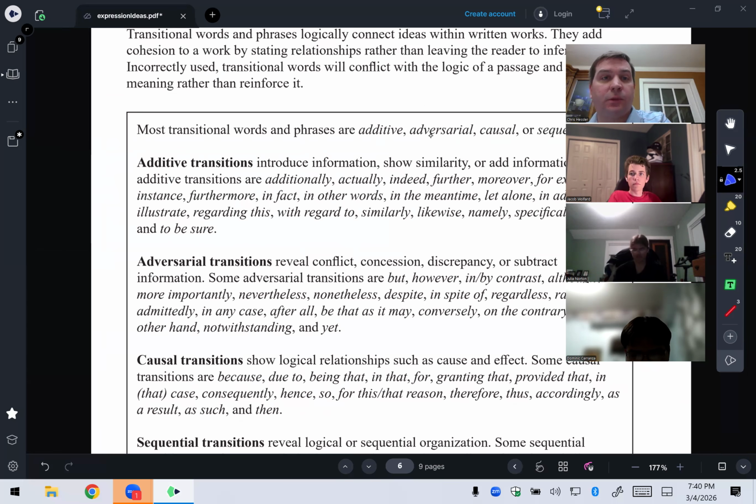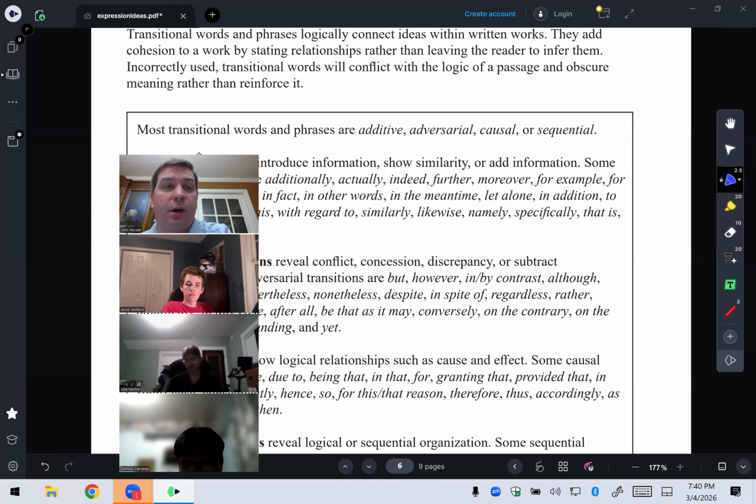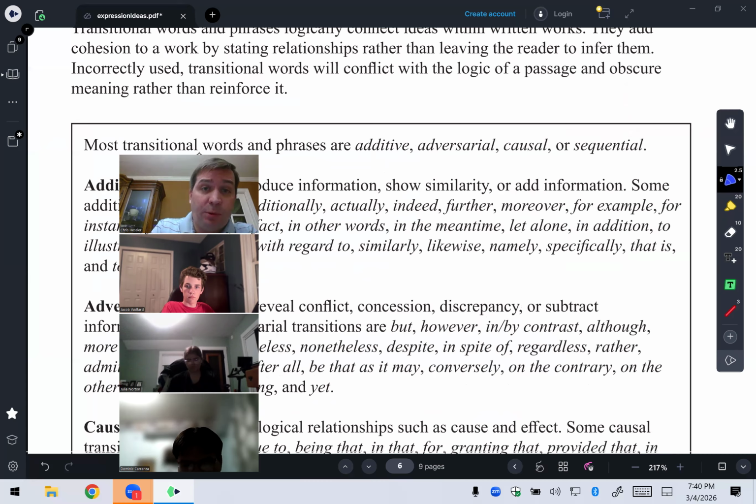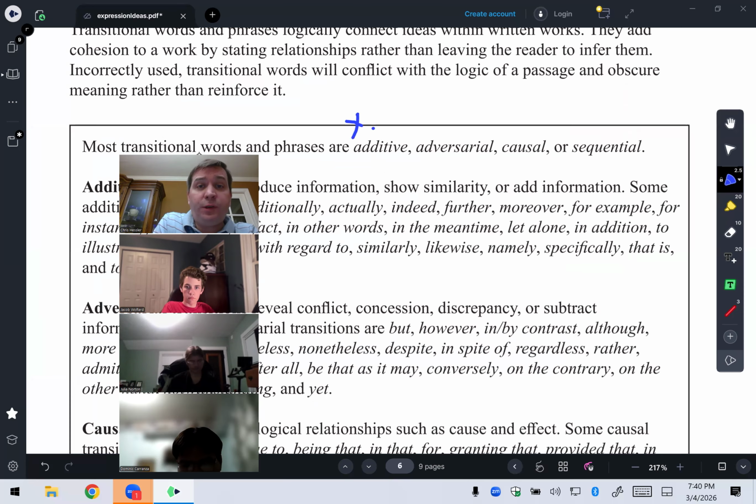Most transitional words and phrases are additive, adversarial, causal, or sequential. So if they're additive, put a little plus sign here. They move us into the expected direction. No surprises. If they are adversarial, they subtract things, they move us into the opposite direction, an unexpected direction. And these vary in intensity. So adversarial transitions permit you to do a complete 180 if you need to, or I can make a slight concession. I can just subtract smaller information.